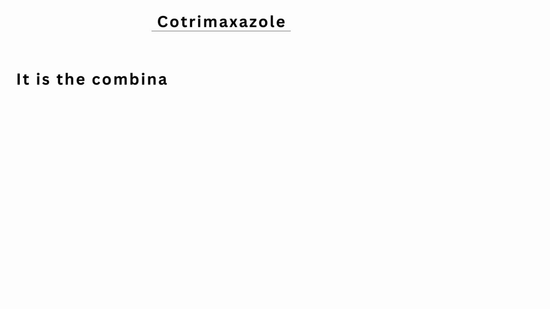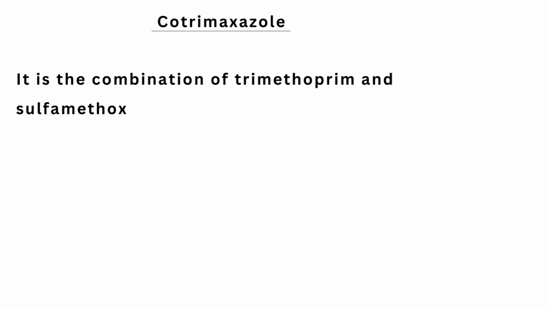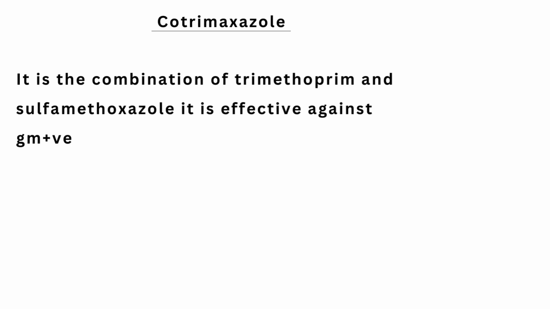Now, what is cotrimoxazole? Cotrimoxazole is also a sulfonamide, but it is a combination of two drugs, that is trimethoprim and sulfamethoxazole, and it is effective against gram-positive as well as gram-negative organisms.